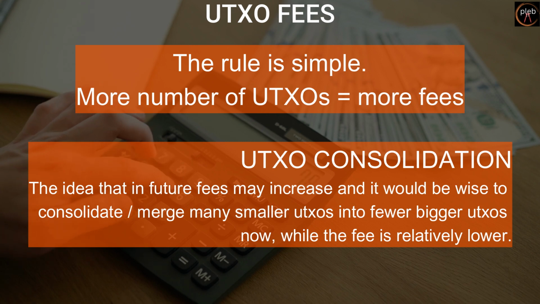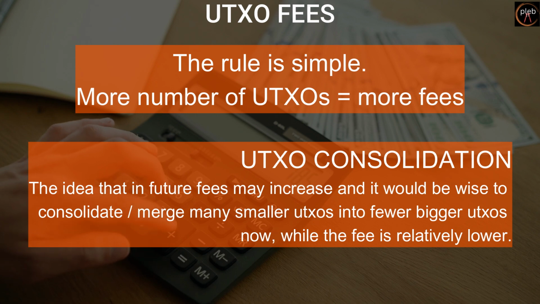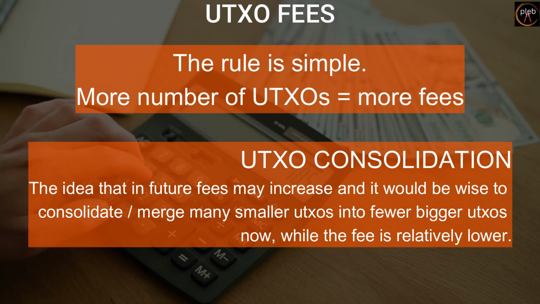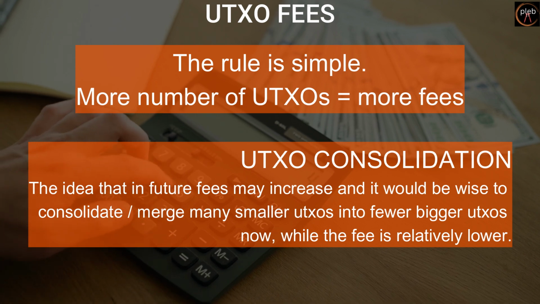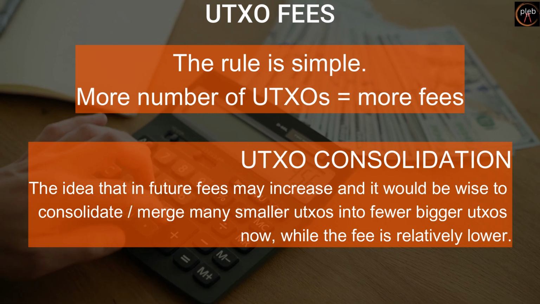So it is generally suggested that if you have many small size UTXOs, you should probably merge them at a time when the fees are not that high, which would avoid paying higher fees in the future.